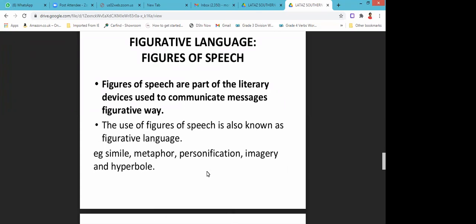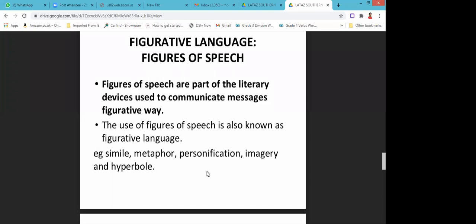Figurative language. Now, when we think about figurative language, I know you're thinking of personification, metaphor, and such, and we see those in poems, and that is right. That's where we look at the figures of speech. But keep in mind, figurative language can also be used in a narrative or prose.